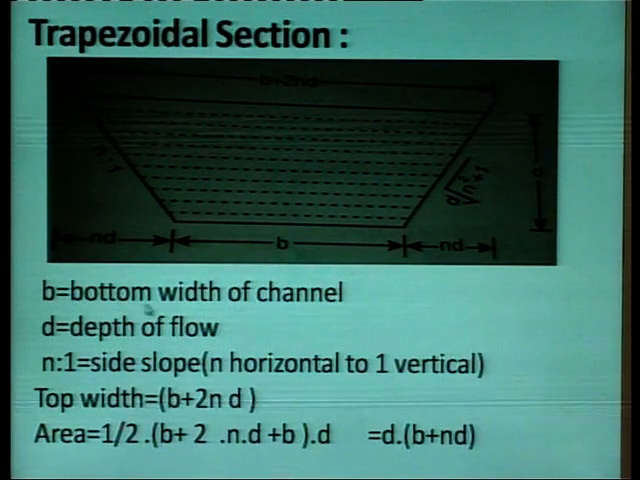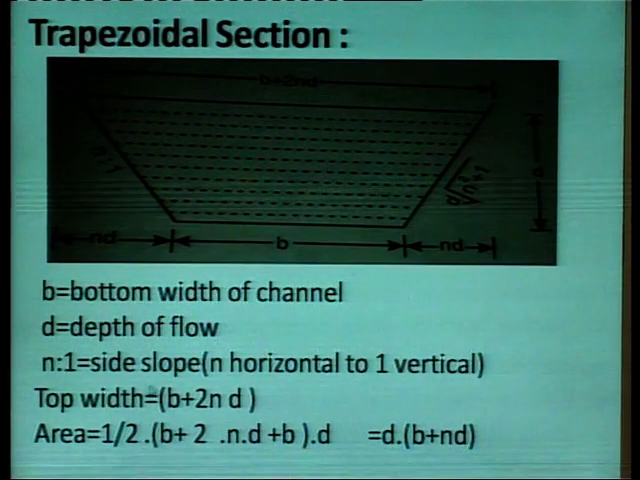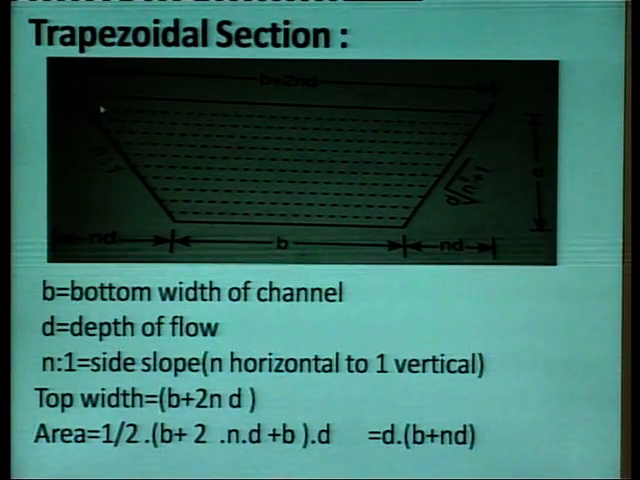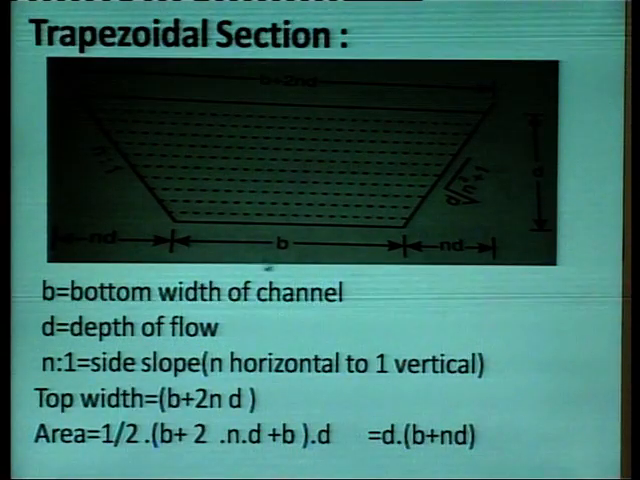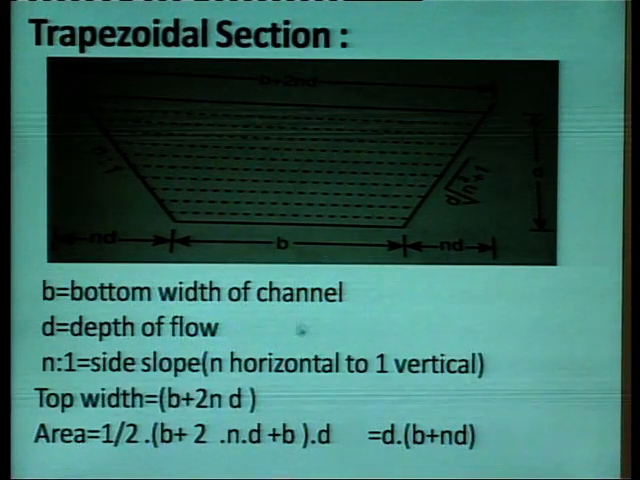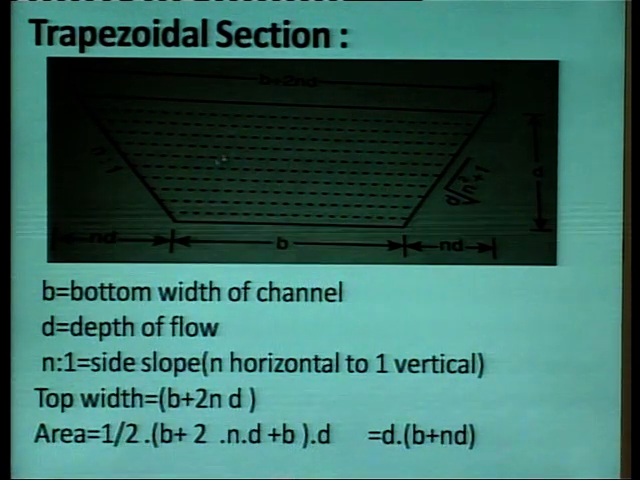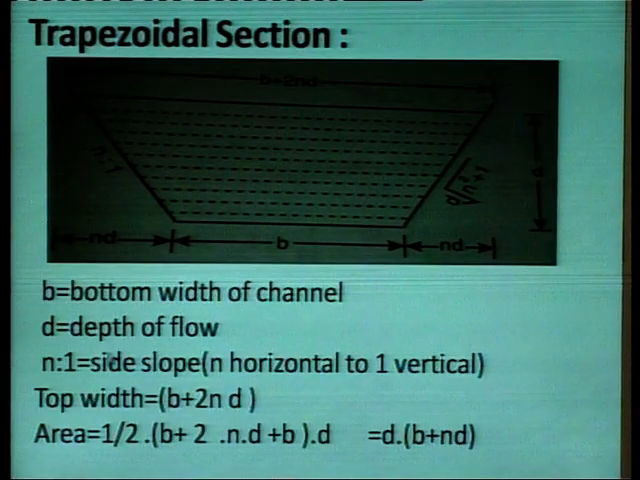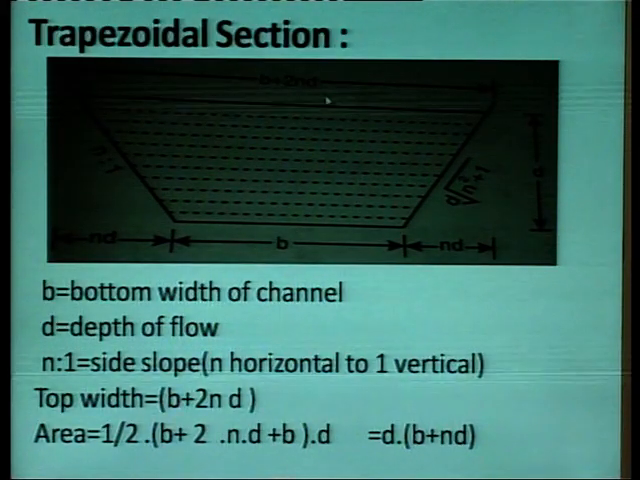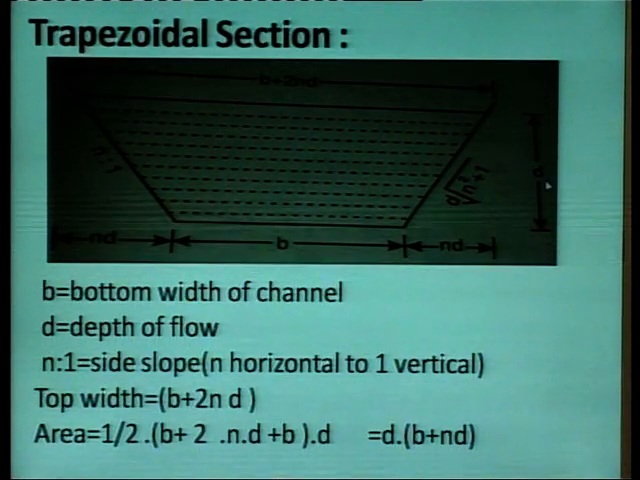Now b is the bottom width of the channel and d is the depth of the flow, n to 1 is the side slope, that is n horizontal to 1 vertical. Then the top width: this one plus this one plus this one comes out to be b plus 2nd. Then the area of this trapezoidal section is equal to half the sum of the two parallel sides, that is this bottom and this top one, multiplied by the perpendicular distance.